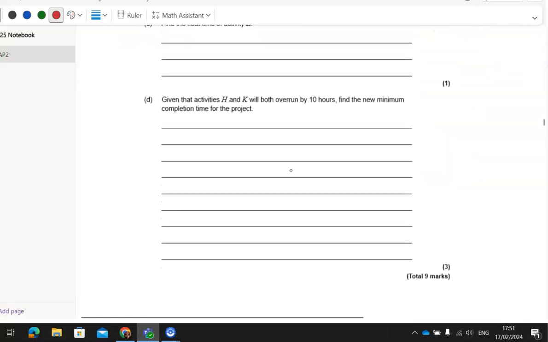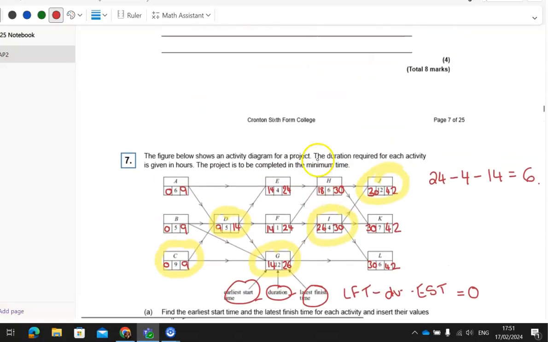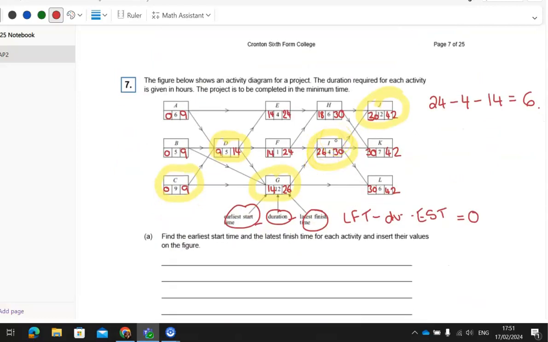Right. Given that activities H and K were both overrun by 10 hours, find the new minimum completion time. So H and K are both going to overrun by 10 hours, right? Neither of them at the moment are on the critical path, are they? But what happens if these numbers change? So let's just change colour with my pen.